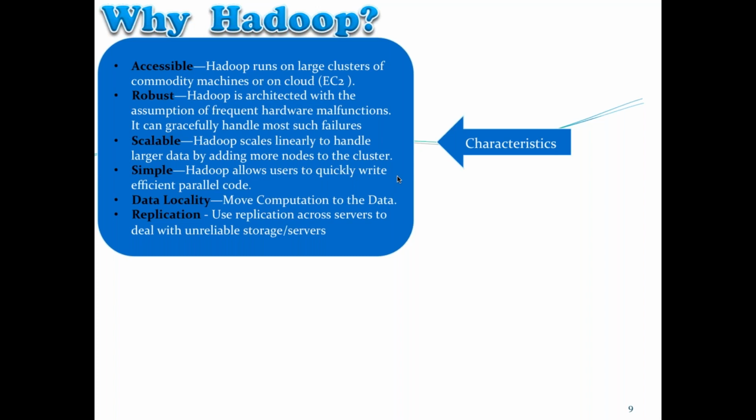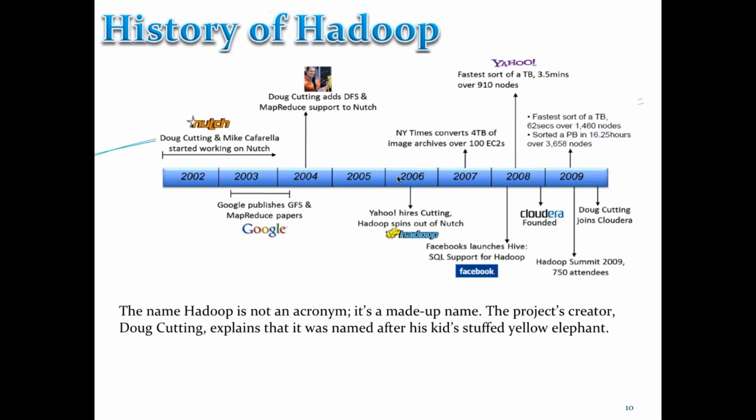And last but not least is replication. So whenever a machine fails while processing, the data is also lost. So in order to make sure that data is not lost, Hadoop copies the data or replicates the data on multiple machines, so that if a machine fails, it can actually go to the other machine where it has a replica and continue processing that particular data.